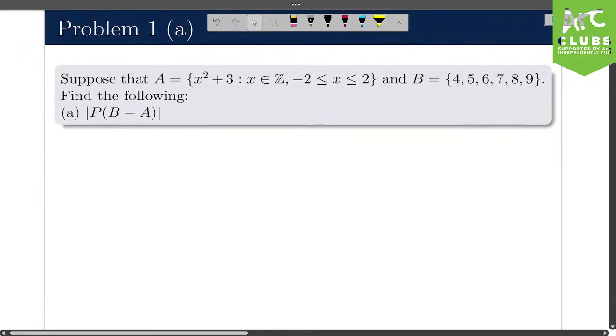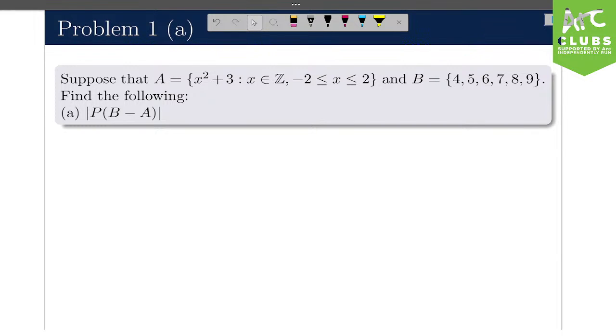All right, so let's get into some problems. Suppose that A is this very messy set that we have defined, and B is the numbers from 4 to 9. And we have to find the size of the power set of the set difference of B and A.